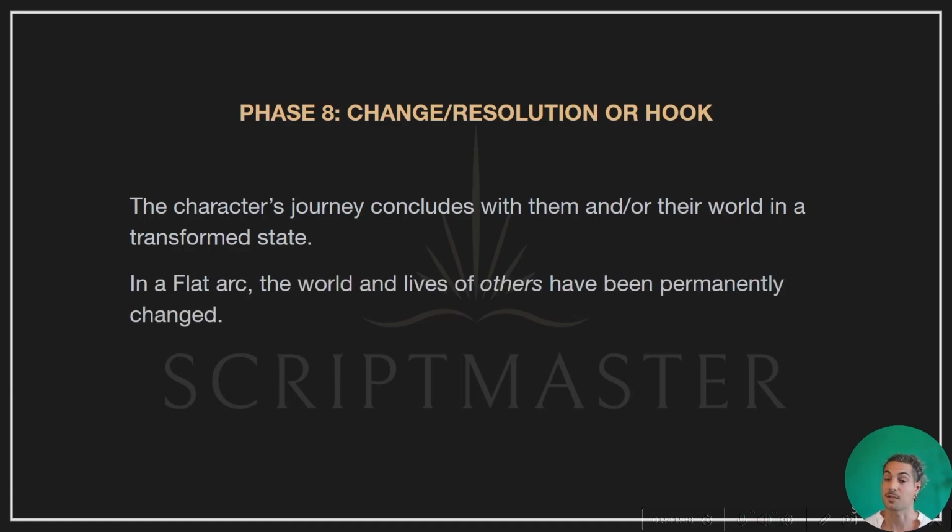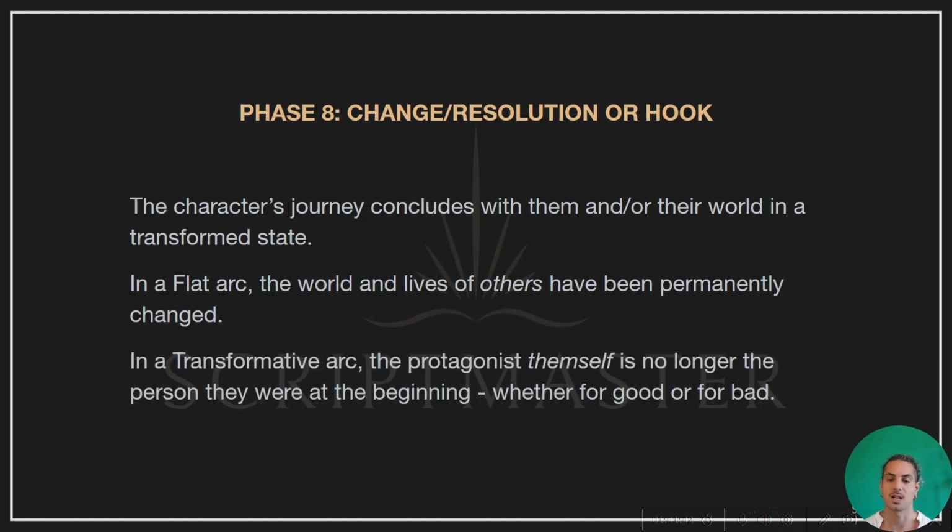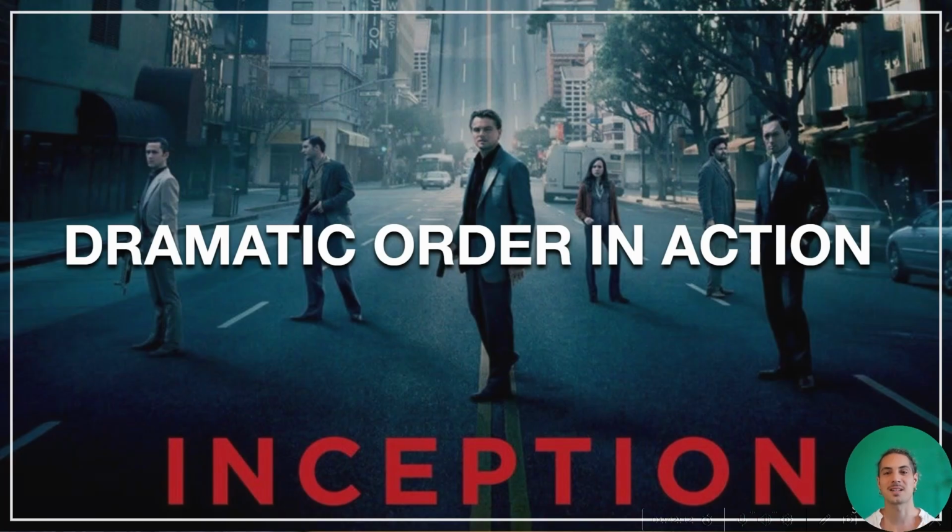the arc. In a flat arc, the world and lives of others have been permanently changed. In a transformative arc, the protagonist themselves is no longer the person they were at the beginning, whether for good or for bad. And here, the internal arc typically concludes. We can now look at dramatic order in action, starting with Inception.